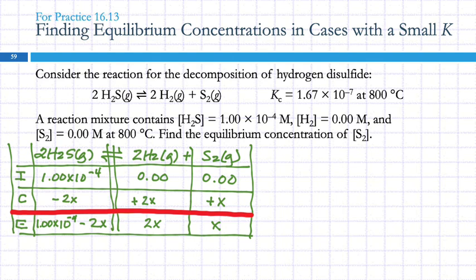It's the same chemical reaction. Our products here are both 0. They have to go up. They can't go down. So this side is plus. This is plus 2x because of the coefficient of 2. This is plus x. This is minus 2x because of the coefficient of 2. We add the first 2 rows together to get the bottom row. The expression is also the same.